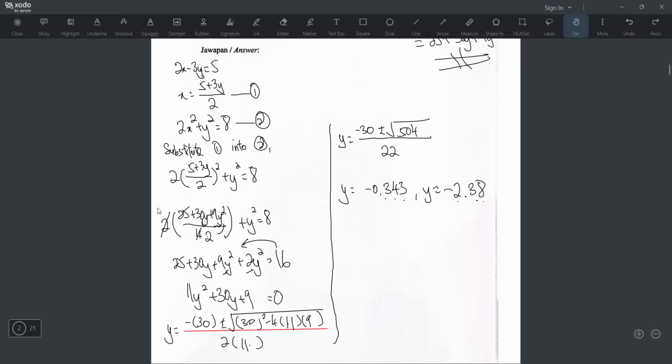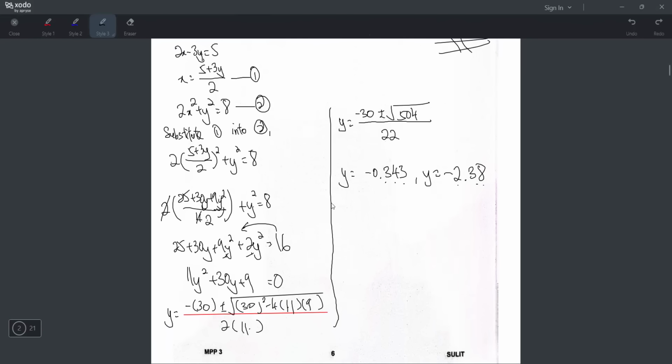Yeah, it's not over yet. You still have to ganti balik to find x, and I will ganti into equation 1. Okay, because that one already susun nicely for you. So when y equals negative 0.343, your x will be what? This dot. So your x will be 5 plus 3y over 2.